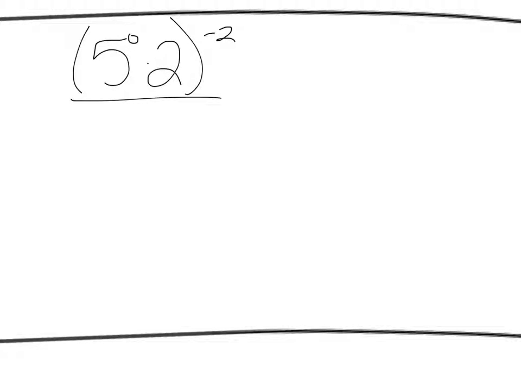Okay, for this next one, I have 5 to the 0 times 2, and we're going to raise that whole thing to the negative 2nd power. And then in the denominator, I have 2 to the negative 2nd power. Okay, a couple different places you can start. Let's say I want to start with my order of operations. Order of operations tells me to do what first?